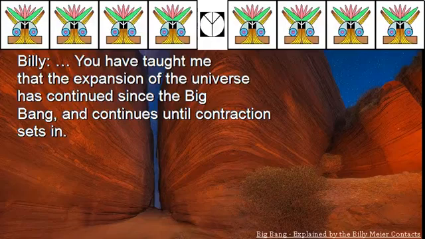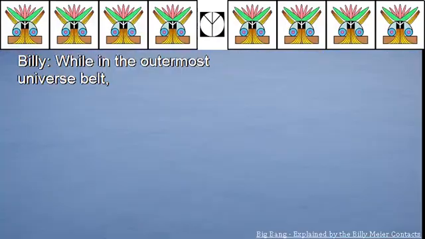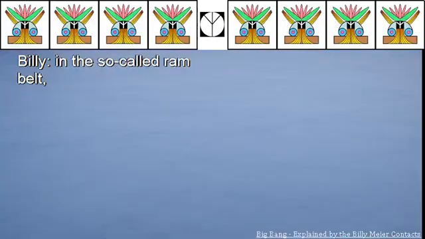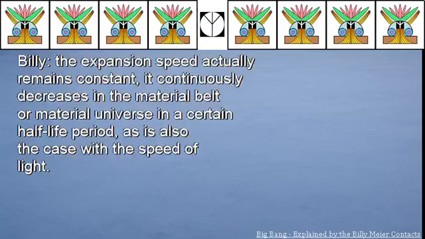You have taught me that the expansion of the universe has continued since the Big Bang, and continues until contraction sets in. While in the outermost universe belt, in the so-called Ram belt, the expansion speed actually remains constant. It continuously decreases in the material belt or material universe in a certain half-life period, as is also the case with the speed of light.